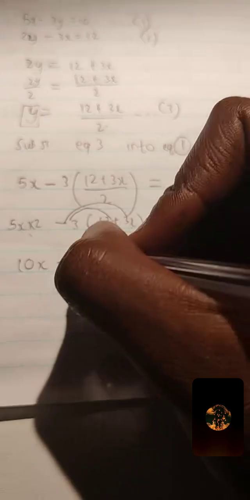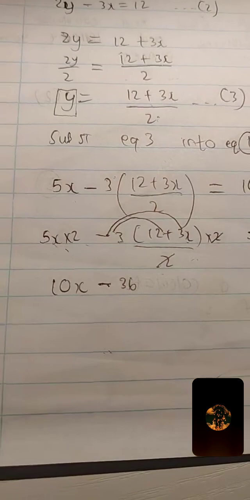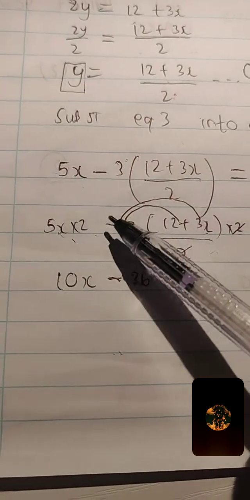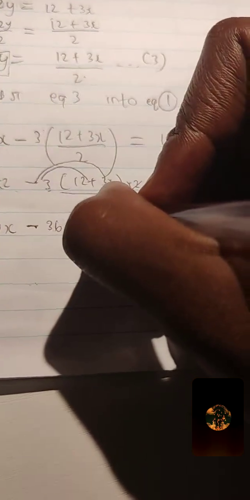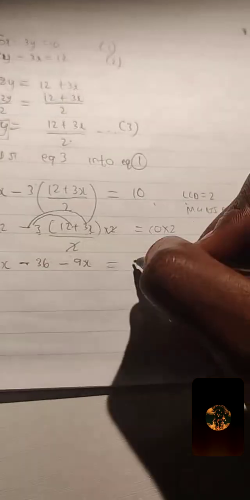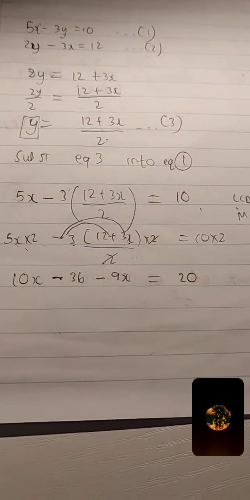3 times 12, negative times a positive, negative. 3 times 12 gives 36. Negative 36. Negative 3 times positive 3, sign negative times a positive, negative. Negative 9x. Equal to what? 220.